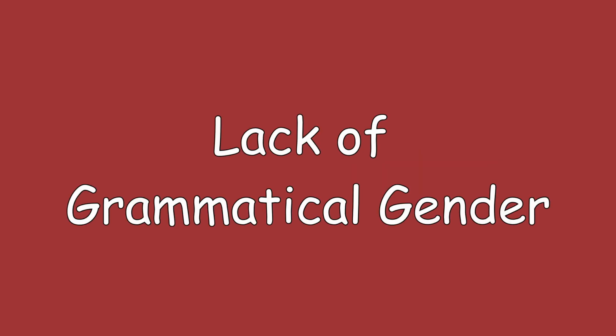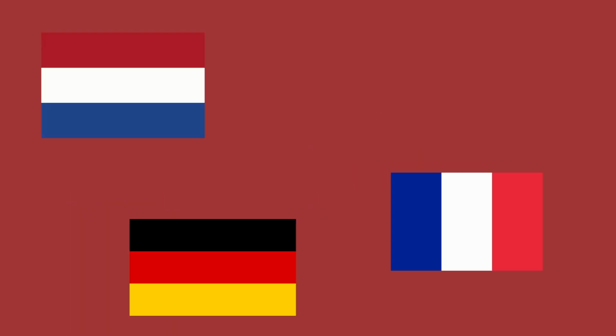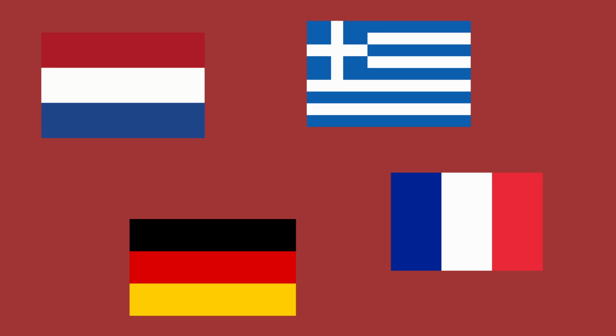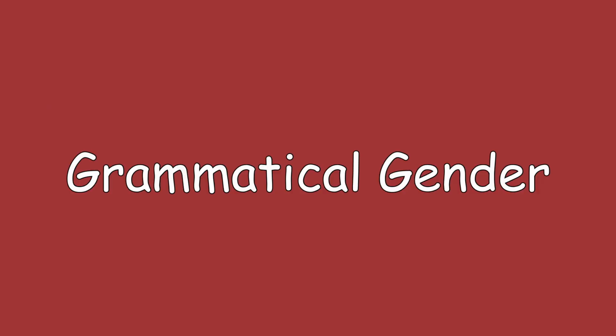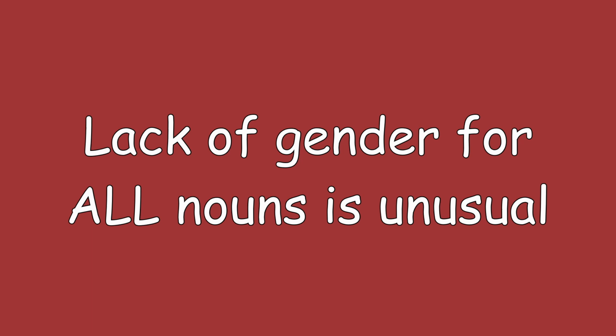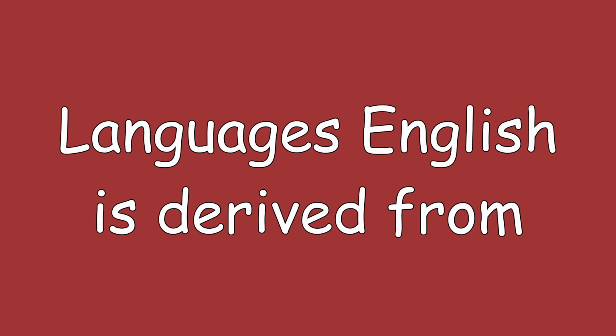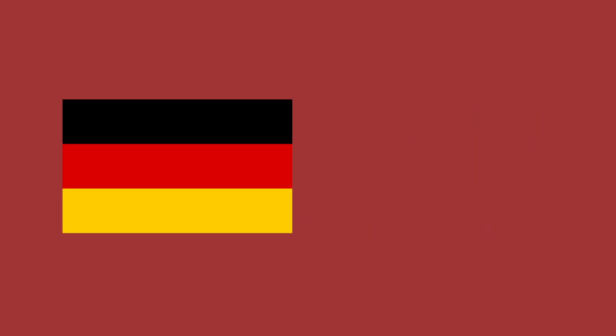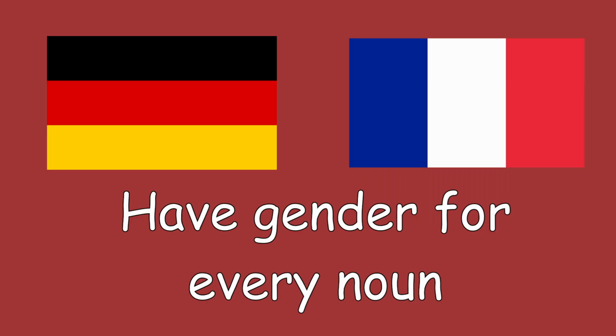At number 2 is the lack of grammatical gender. In the majority of major European languages, there's still a good amount of the use of grammatical gender, and while English retains very minimal grammatical gender, like in the English words he, she, queen, king, etc., the lack of gender for all nouns is unusual for a European language. Languages that English is derived from, like German and French, have genders for all nouns.